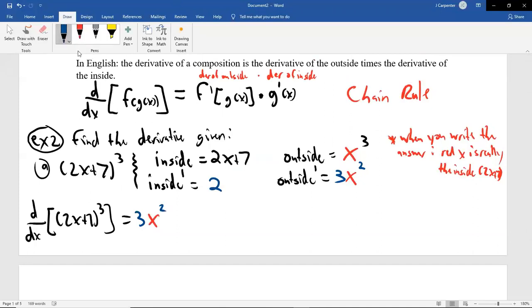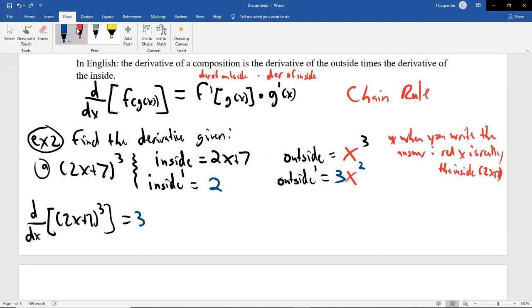But I'm doing something wrong intentionally. As I just said, when you go to write your derivative, that red x should not be an x anymore. This is wrong. This should not have been there. Instead of writing the red x's, we're supposed to write what the inside is, which is 2x plus 7. So that's what I'm supposed to write.